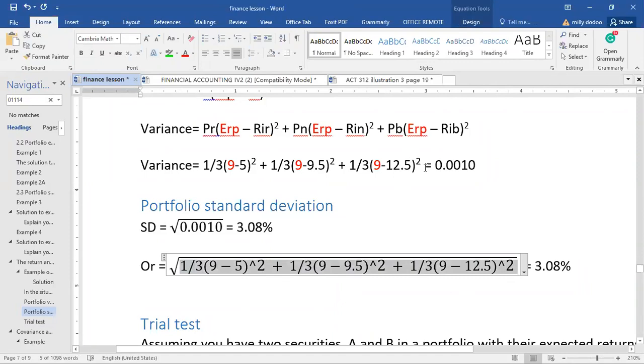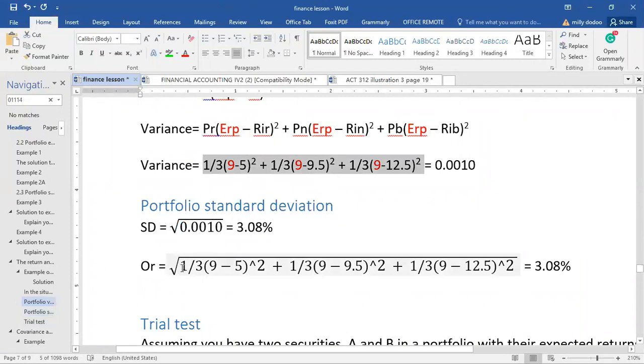So everything that you had here, you just put it in your square root over here, and then you get the answer straight away.